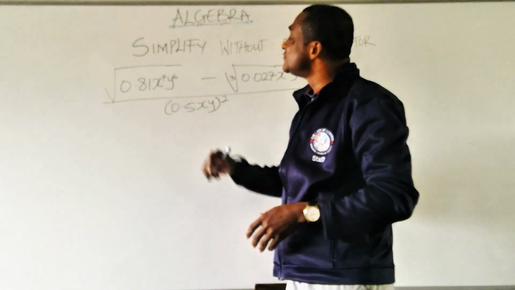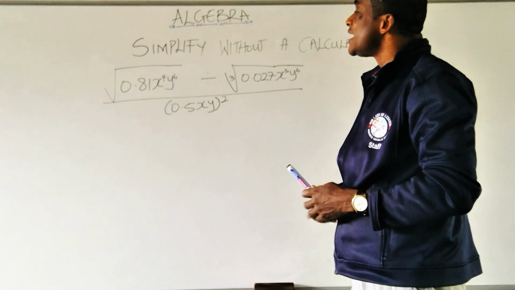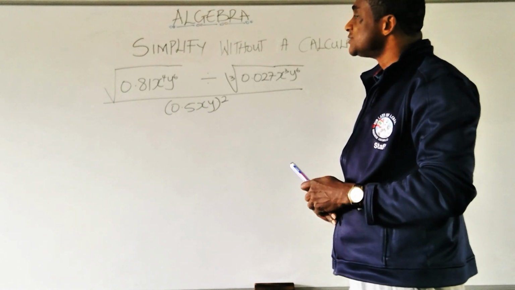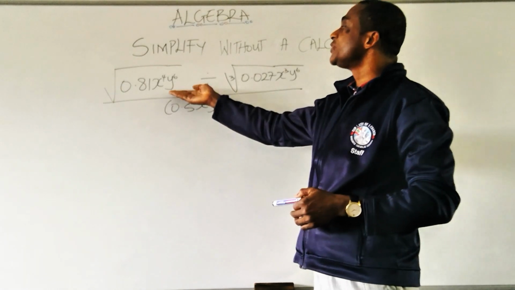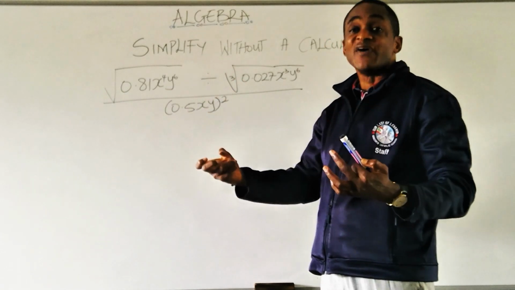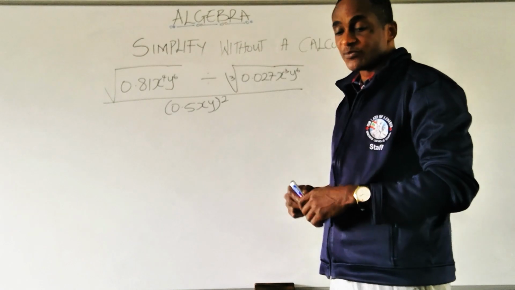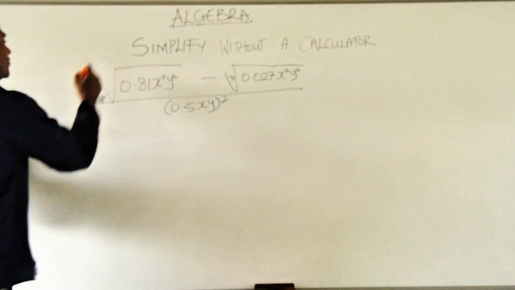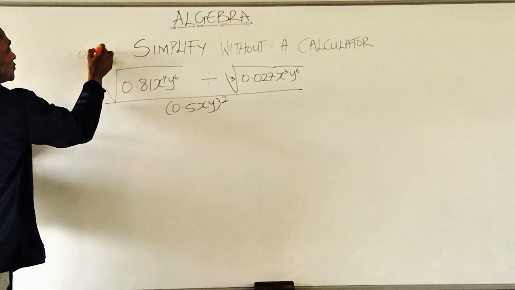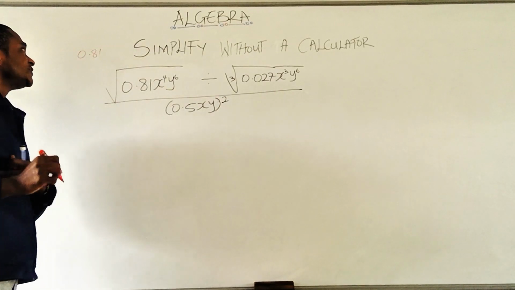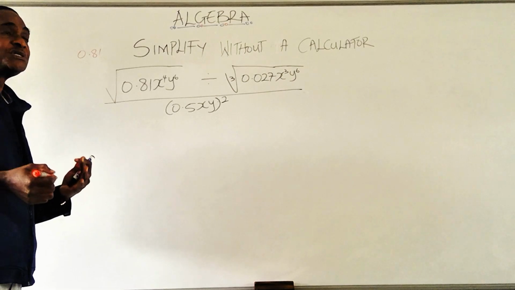Now we have the root of 0,81 x to the power 4 and y to the power of 6. For the variables, we don't have a problem because we just divide the exponents by the root. But this is where we have the problem, so we'll be doing our roots together. Here we have 0,81. The root of 0,81, how do we approach it?